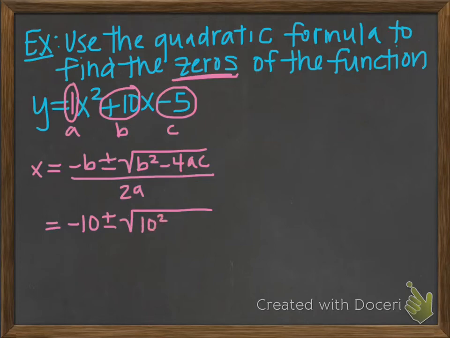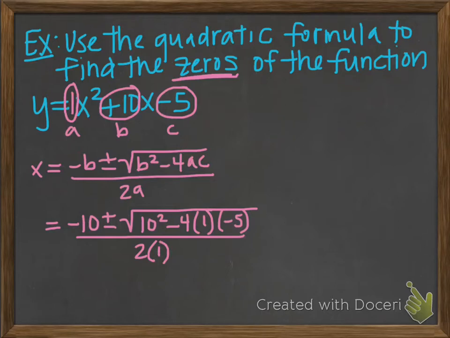I could. It's not going to make a big deal if I don't. Minus 4 times a, which is 1, times c, which is negative 5. And this is all over 2 times a, which is 1. So let's go ahead and simplify this. I'm going to try to do a better job of organizing my space.